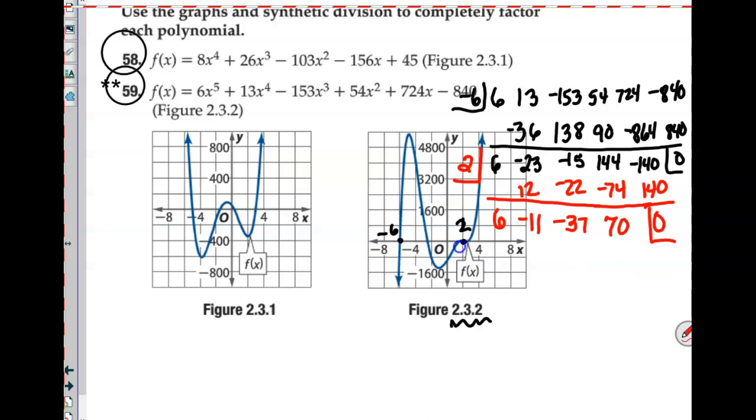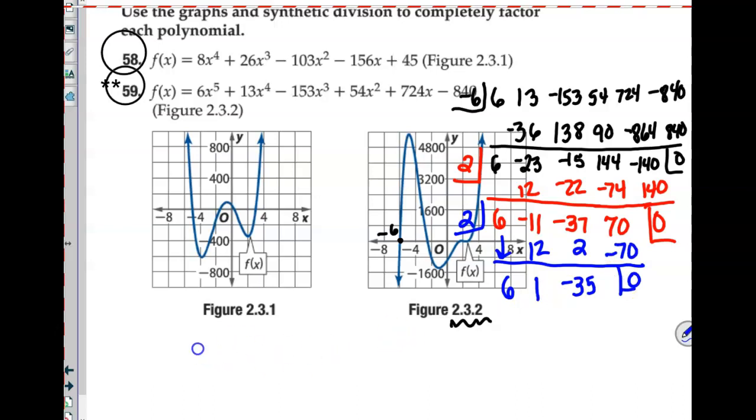But do you remember what I said about this? Yeah, it's doing something funky there, so we're going to do a 2 again. All right, I got to erase that. I'm going to try blue ink this time. I'm going to do a 2 one more time and see if we get down to something we can factor. Bring this 6 down. 2 times 6 is 12. Negative 11 plus 12 is 1. 2 times 1 is 2. Negative 35 times 2 is negative 70 is 0.